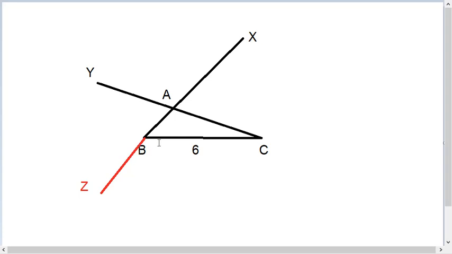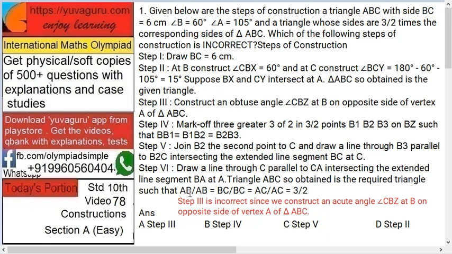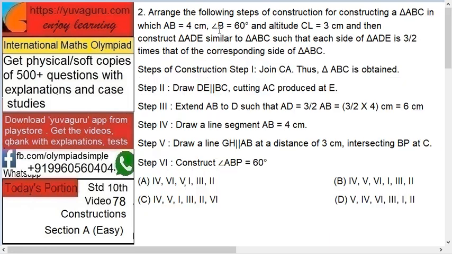Now if I construct an obtuse angle, will it be in any case similar to this above triangle? Never. So here it should not be obtuse, it should be acute, right? This Z should be drawn this way, not the obtuse way. Okay, that's why step 3 is wrong. So the answer is step 3, that is incorrect. Okay, now don't go ahead, leave the problem.